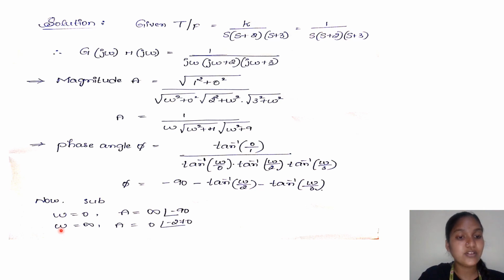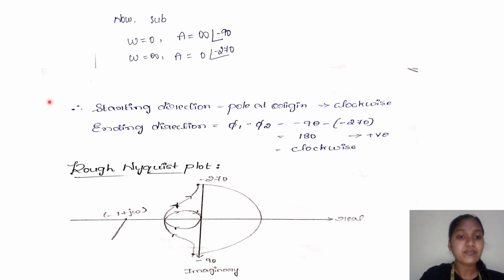At the same time, we have to substitute omega is equal to infinity. So we get A is equal to 0 at an angle of minus 270 degrees. Next, the starting direction is equal to the pole at origin, so it is in the clockwise direction. And also the ending direction is equal to phi 1 minus phi 2. So the first phi we got is minus 90, and the second one is minus 270. So minus of minus 270 will be 180 degrees. It is positive, so it is the clockwise direction.